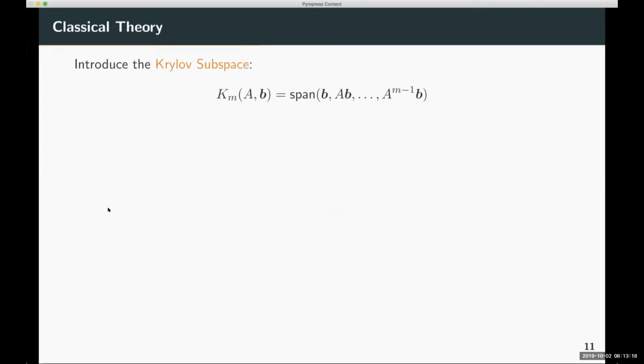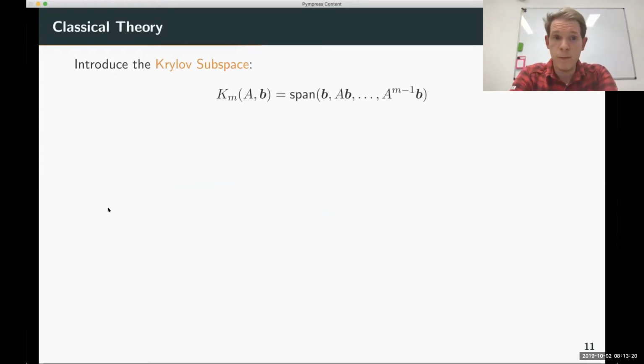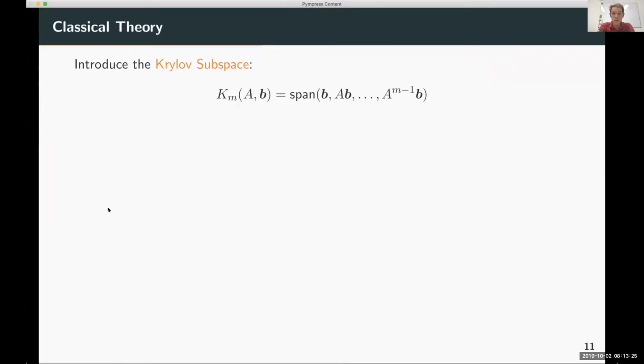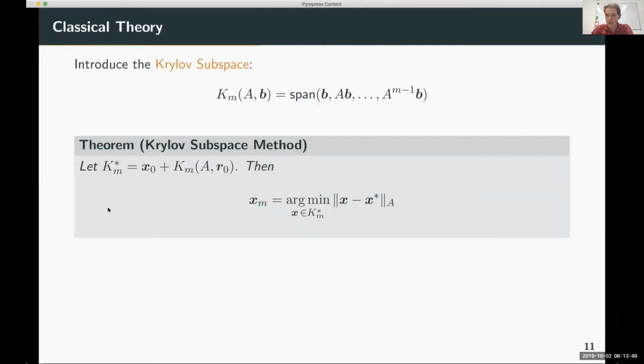And there are some theoretical properties of the conjugate gradient method which are particularly important to the talk. And these revolve around the concept of a Krylov subspace. So the Krylov subspace of order m, generated by a matrix A and a vector b, is obtained by taking the span of b and the first m-1 powers of A applied to b. And it's straightforward to show, in fact, that these search directions, which we obtain by modifying the gradient descent search directions, actually form a basis of this Krylov subspace. And that allows us to prove an optimality property.